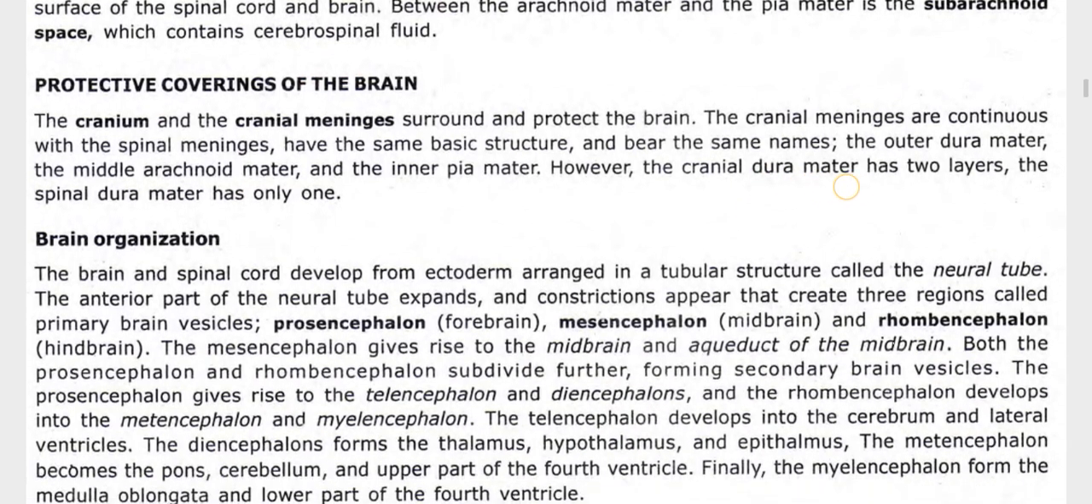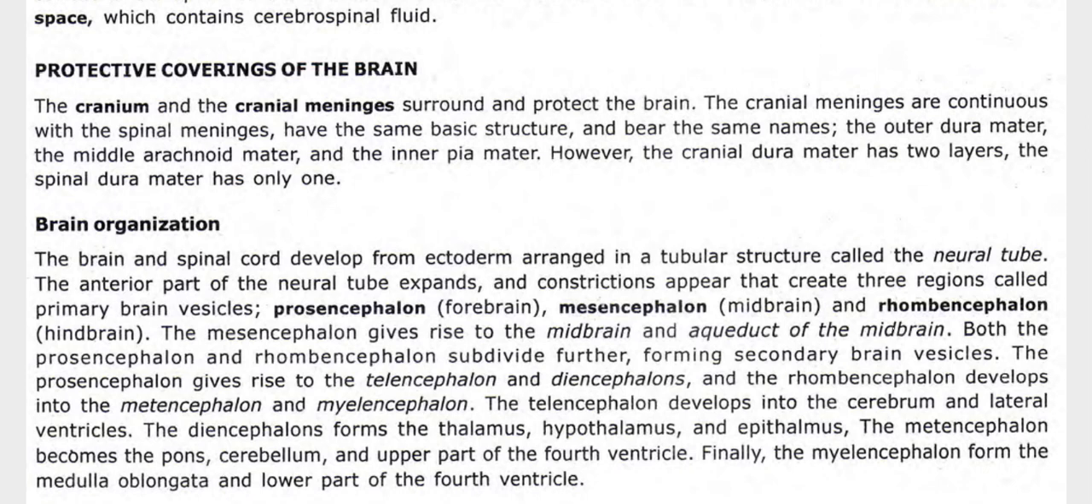Then, protective covering of the brain. The cranial meninges surround and protect the brain. The cranial meninges are continuous with the spinal meninges, have the same basic structure and bear the same names: the outer dura mater, the middle arachnoid mater, and the inner pia mater. However, the cranial dura mater has two layers. The spinal dura mater has only one.